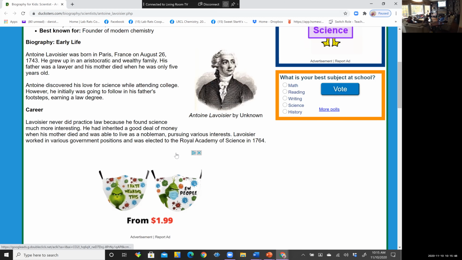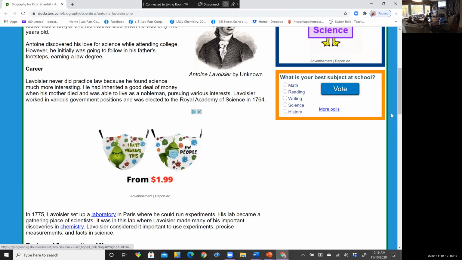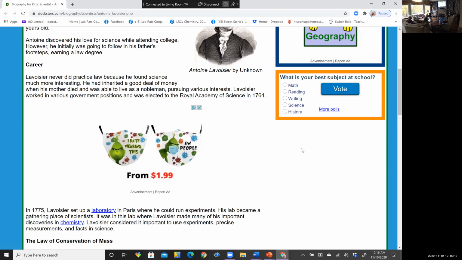Y'all know what aristocratic means? An aristocrat is the high class, the special people, not the little peons. Not the working class people. Antoine discovered his love for science while attending college. However, he initially was going to follow in his father's footsteps and earn a law degree. Lavoisier never did practice law because he found science much more interesting.